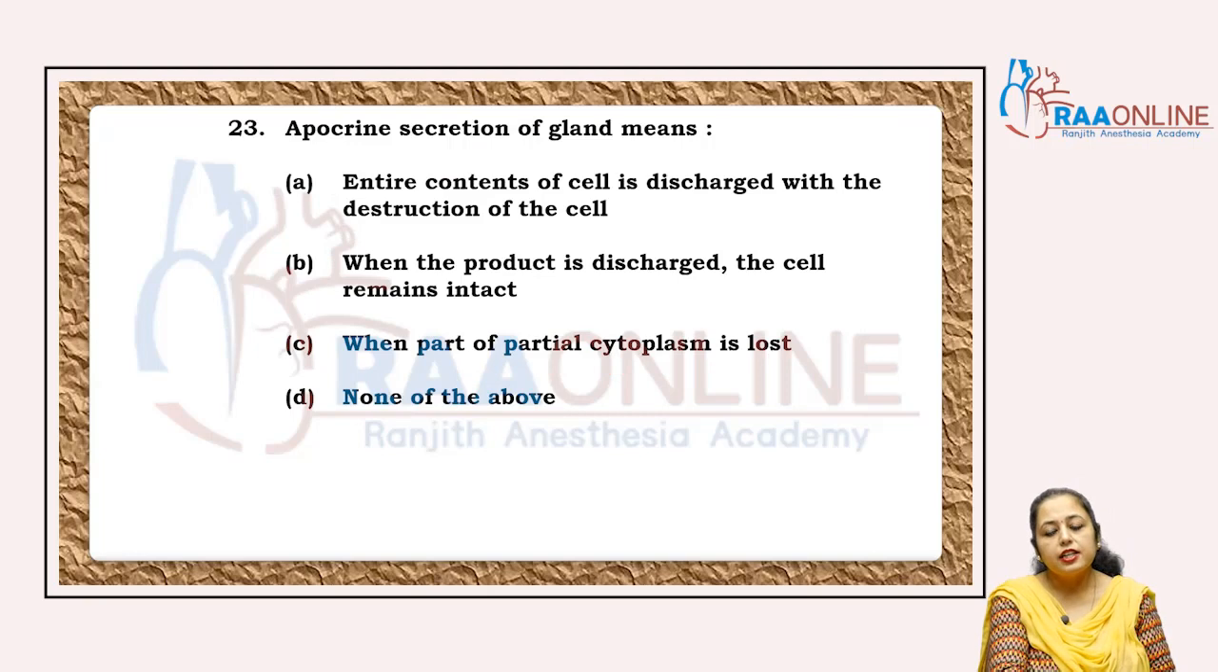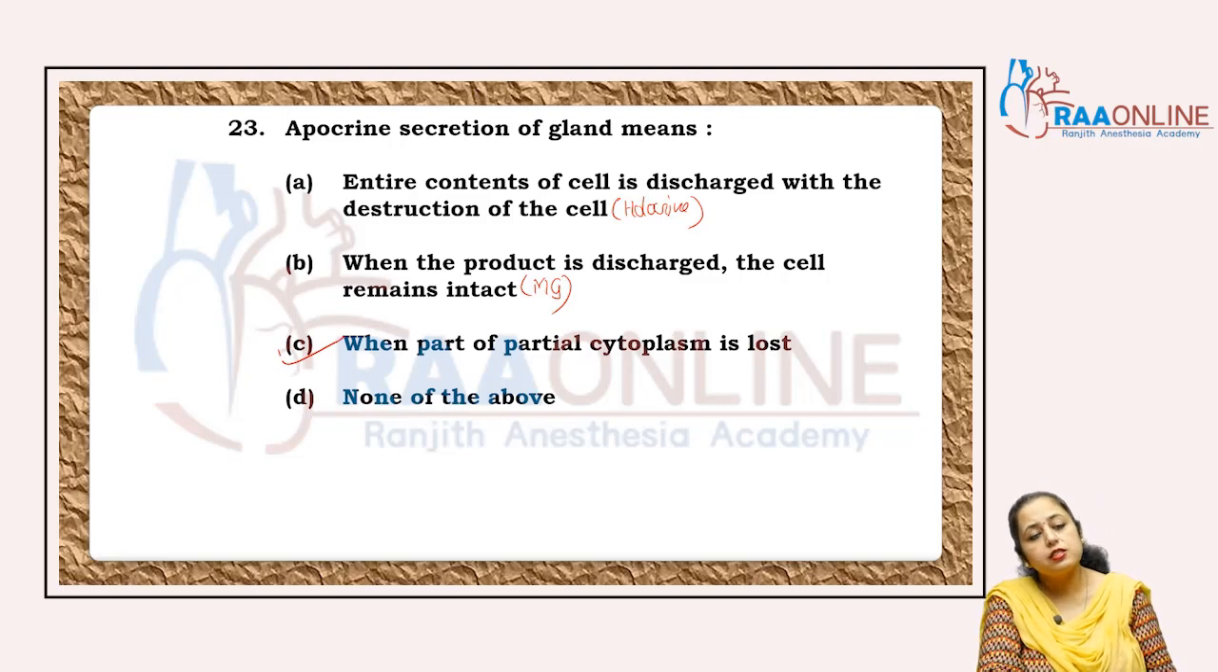So what does it mean here now? The entire content of the cell is discharged with the destruction of the cell. No, that is the definition of the holocrine gland. When the product is discharged and the cells remain intact, that is the merocrine. When the partial cytoplasm is lost, that is the apocrine. Clear? So the answer is C.